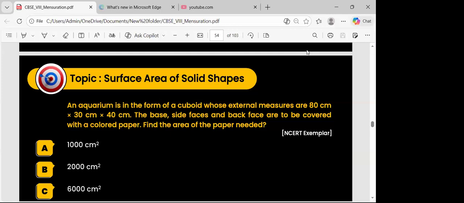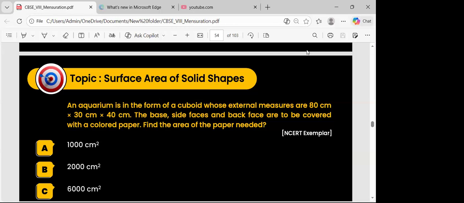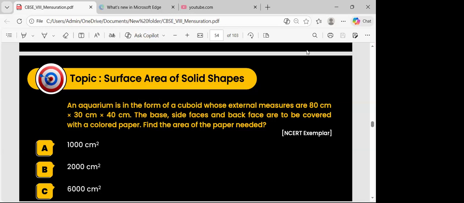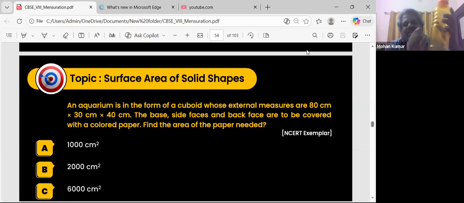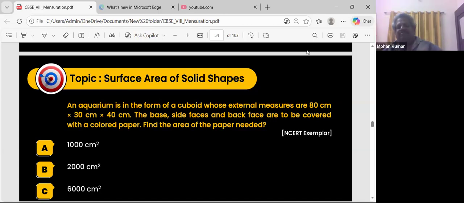One more thing I'll show. Now see, I have a bottle in my hand and I will see the curvy side. This is also called curved surface. When cylinder comes, we call it curved surface. When we come to cuboid, we call it the lateral surface area. Is it clear? Okay, thank you.